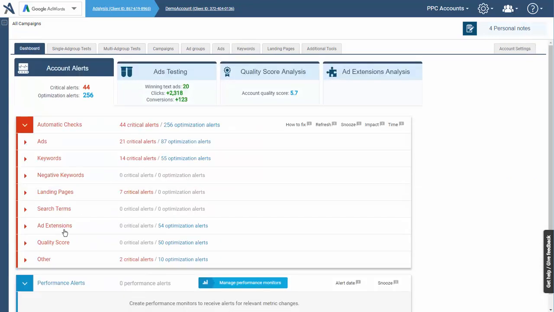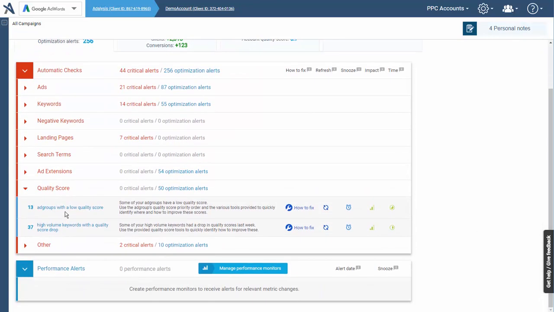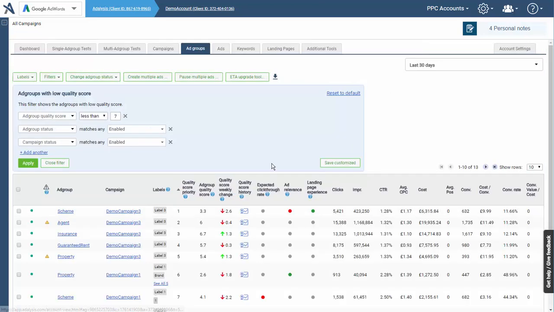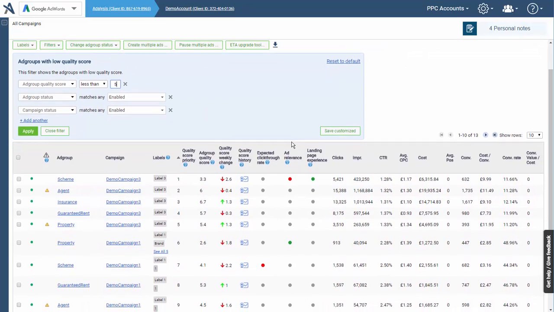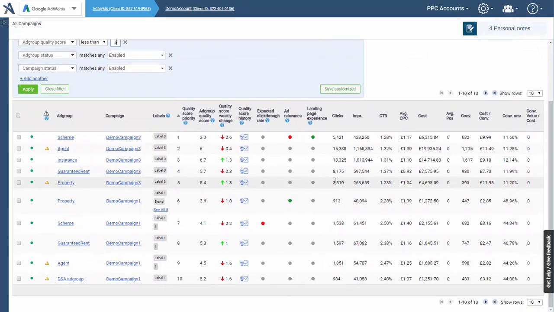Then if we go back to the dashboard, back to quality score, we have 13 ad groups just on an aggregate basis with low quality scores. So let's say ad groups less than 7. Now if you're in something like business to business, you may have lower quality scores in general because you're pre-qualifying so many users first. So you can change this to maybe ad groups where it's less than a 5 and save your customized. Now when we look at our ad group data, there's several things we can see from a quality score standpoint.